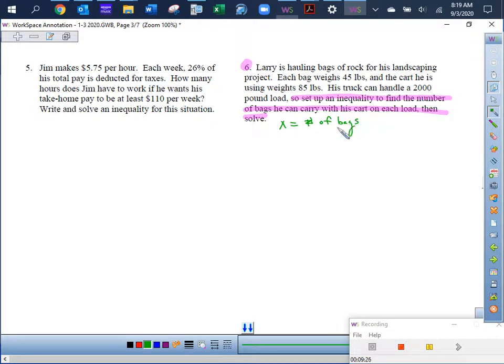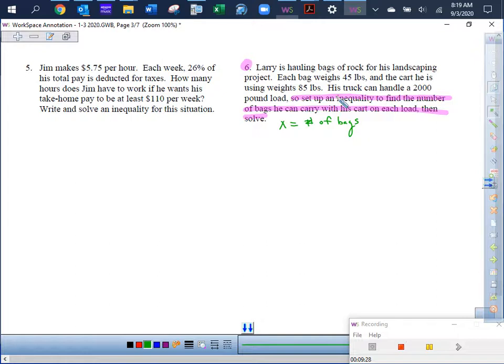That's worth points right there. Then we'll write an inequality. Cool. So let's talk about which one of these varies and which one of these stays constant. He has to have the cart on his truck, right? How many carts does he have? Just one. And it weighs 85 pounds.